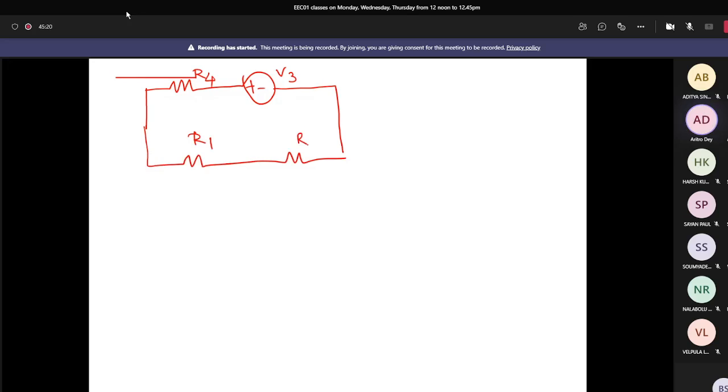R1, R2, R3. Yes, you tell me, 2B and 106, you will tell me. 2B and 106, 2BR.